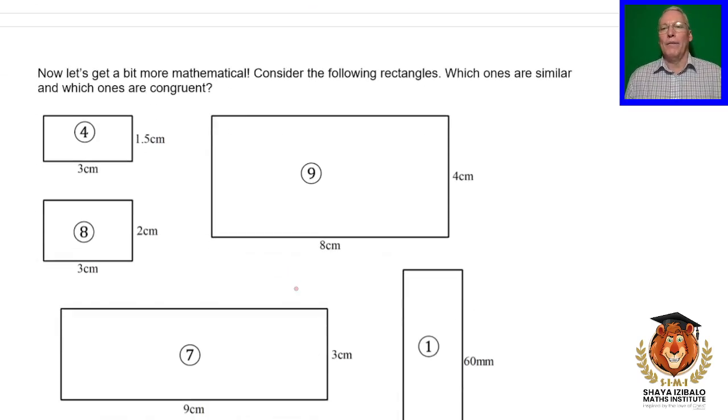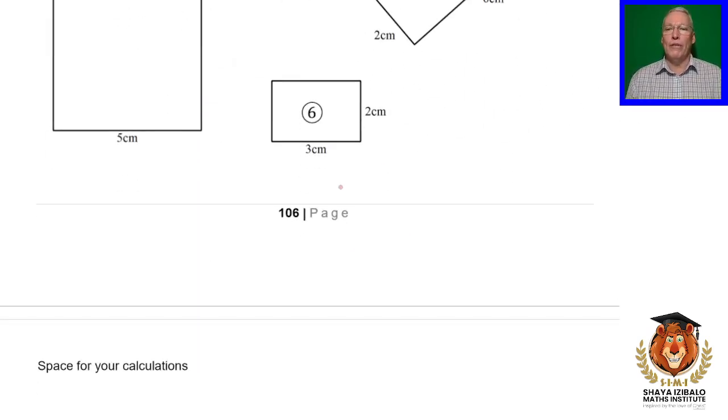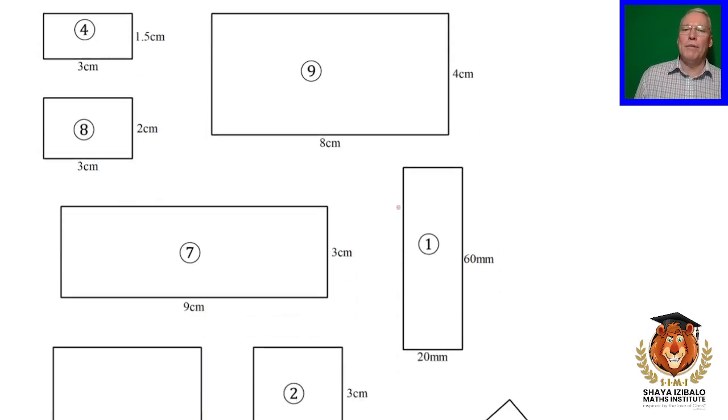Now, we're going to get a bit more mathematical, and we're going to consider these shapes and try to work out which ones are similar and which ones are congruent. Remember that for them to be similar, the proportions need to be the same. For them to be identical, they need to be exactly the same. I'm just going to do one example here. If we look at this rectangle, its long side divided by its short side is 2. If we look at this one, the long side divided by the short side is 2.